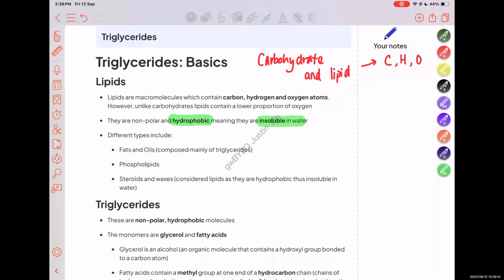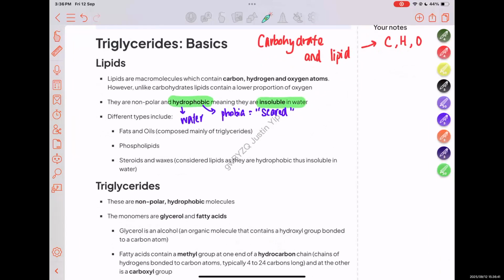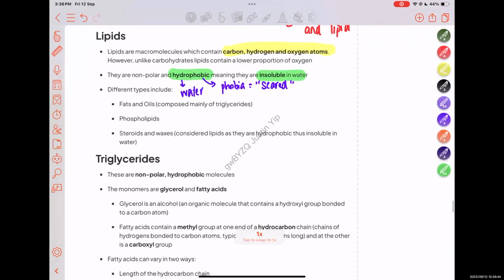So what is hydrophobic? Hydro is water. Phobic, we call it phobia, so phobia is you scared of water. That's why it is insoluble, right? That's why oil will float on water. So examples are fats and oils. Phospholipids make up the cell membrane. And we got steroids and wax.